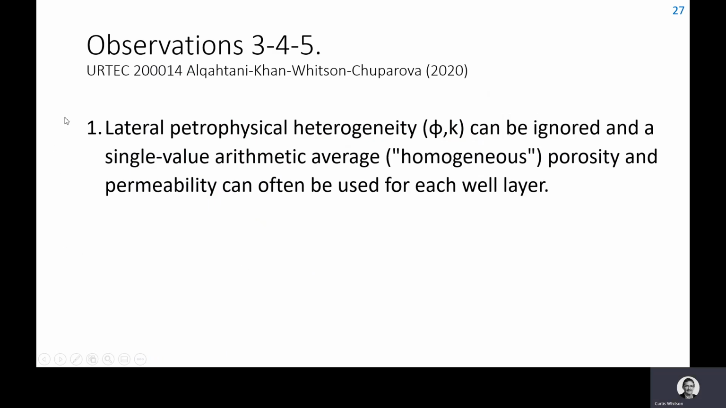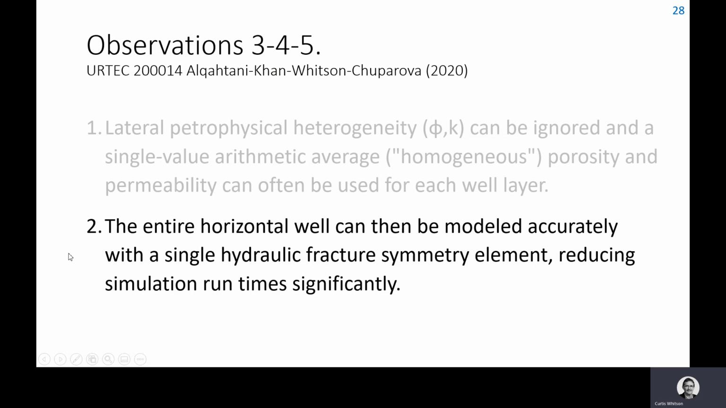So one of the things that we observed was that lateral heterogeneities, either solution GOR or petrophysical, can be ignored. A single arithmetic value, or homogeneous, so to speak, porosity and permeability can be used and you get basically the same performance as if you map out the entire well with all the hydraulic fractures and look at the producing GOR performance of that fully heterogeneous model. If that's the case, which we'll show many examples where it is, the entire horizontal well can then be modeled accurately with a single hydraulic fracture symmetry element using the average petrophysical properties, thereby reducing the simulation runtime significantly.